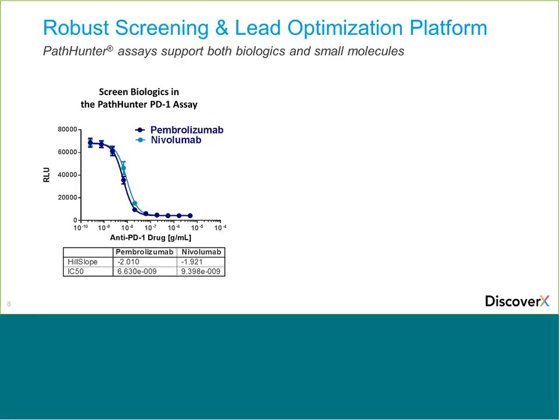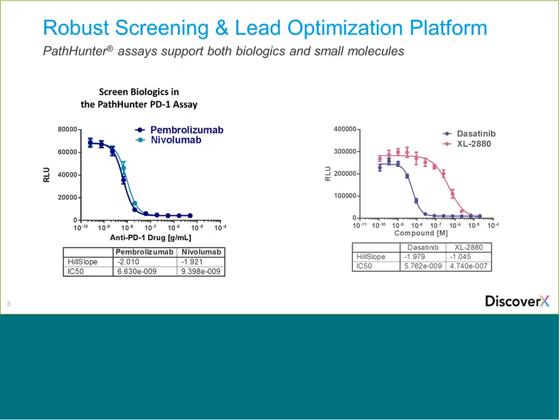So this again drives the idea that we can use this approach to identify biologics that might inhibit the PD-1 receptor. And strikingly, what we can also observe is that we can also identify small molecule inhibitors of the PD-1 receptor using this assay. So on this approach, what we are looking at is two different small molecule kinase inhibitors, dasatinib as well as XL2880, both of which are pan-SRC family kinase inhibitors.